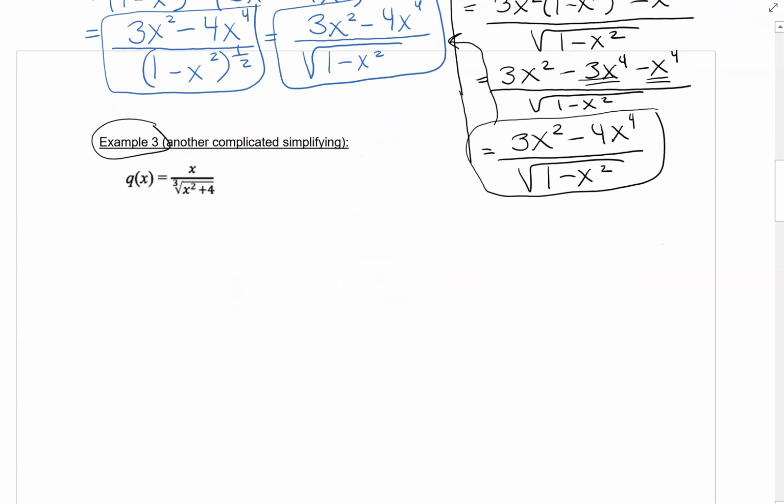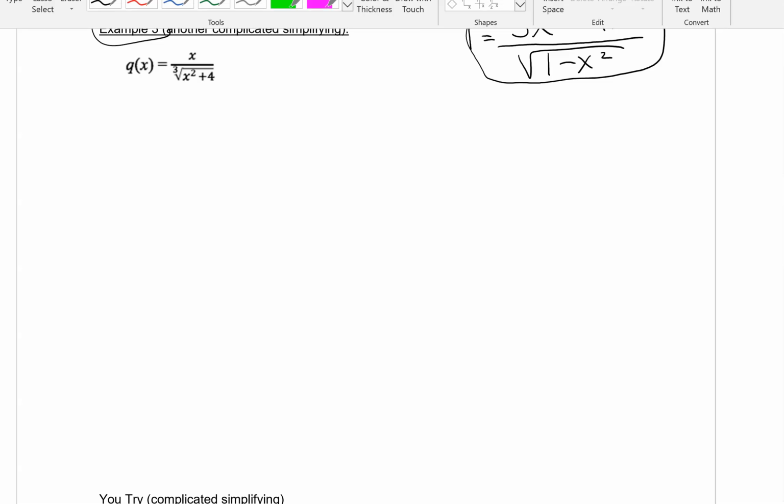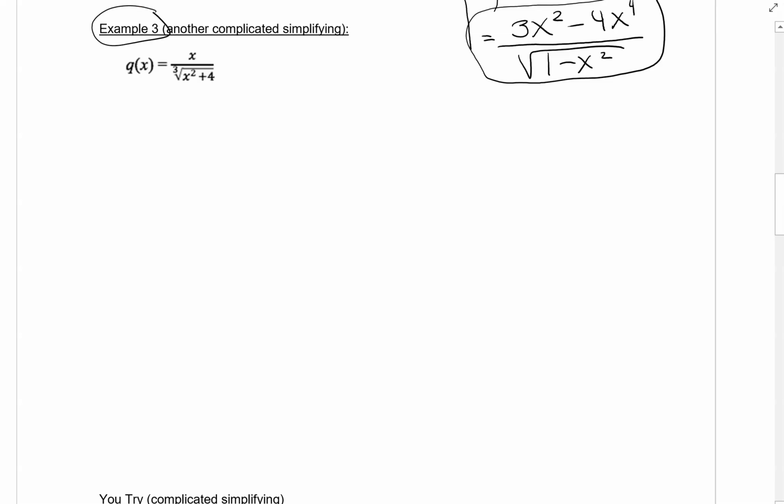So let's try another one. So this one also, not only is it another complicated simplifying example, but it also shows you a combination of quotient rule and chain rule. So let me start with reviewing quotient rule, because we've got the numerator function, which is u, and then the denominator function, which will be v for quotient rule.